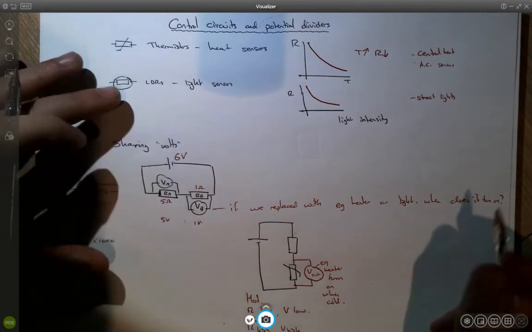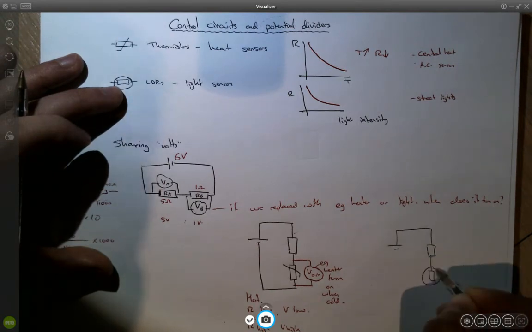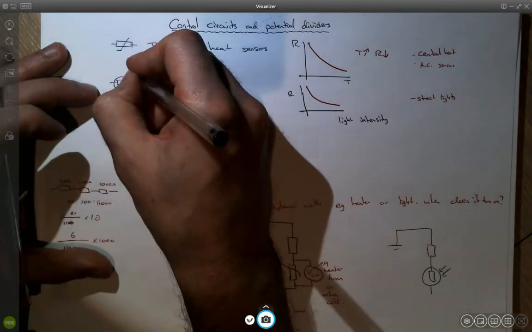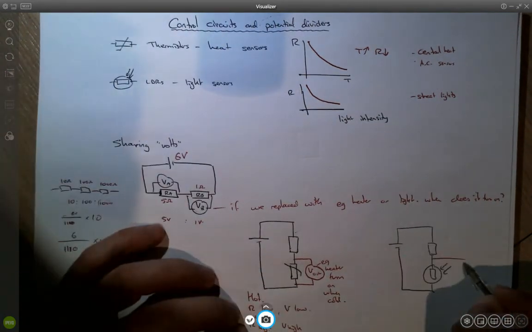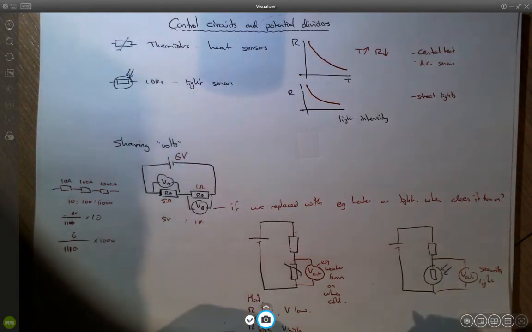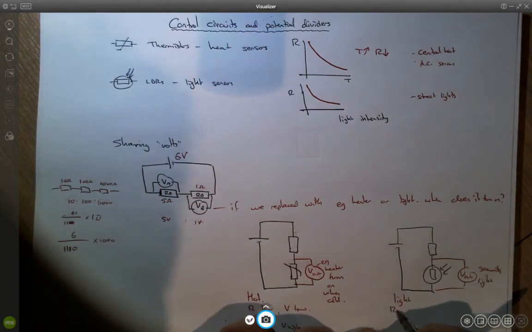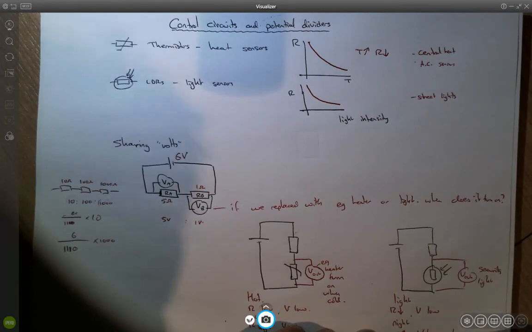With a light-dependent resistor, same kind of idea. Let's draw our circuit. Again, if we take our V out here, and we had, say, a security light, then when it's light, so when it's daytime, the resistance is low and the V is low. At night, the resistance increases, it becomes high, the V becomes high, and the light would turn on.